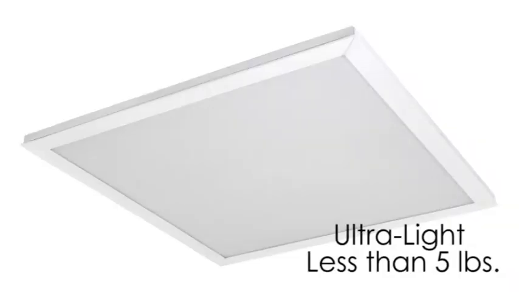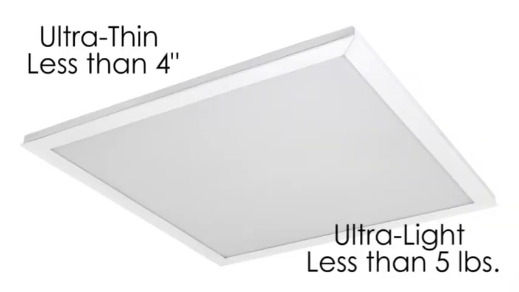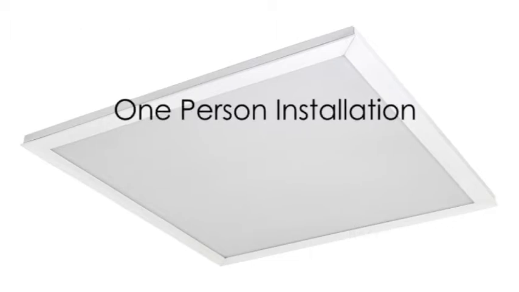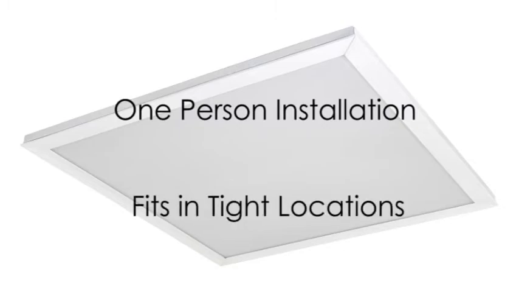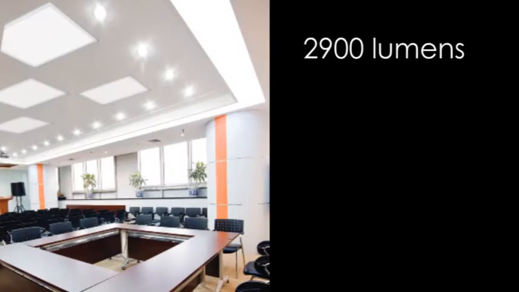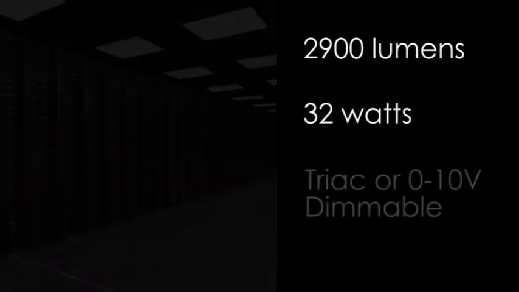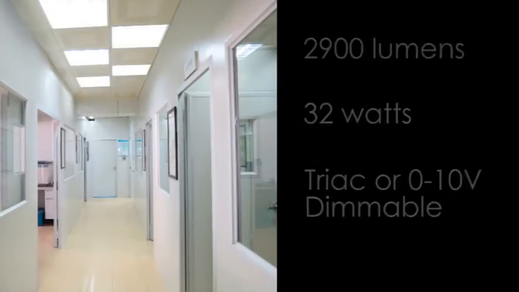The wafer troffer, weighing less than 5 pounds and having a depth of under 4 inches, means that installation for this ultra-light and ultra-thin LED 2x2 troffer is a one-person job, and it will fit no matter what is hidden in the ceiling above. This high-output LED troffer offers 2,900 lumens using only 32 watts, dimmable with a triac or 0-10 volt dimmer. Optional battery backup is available.